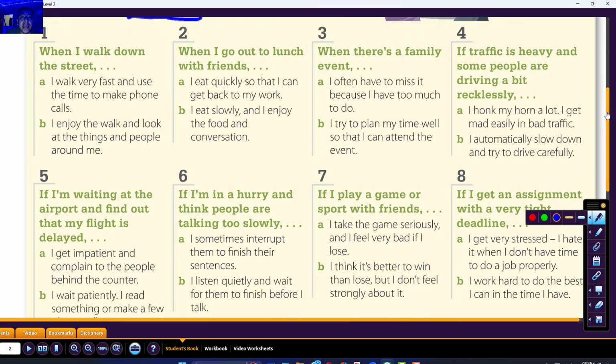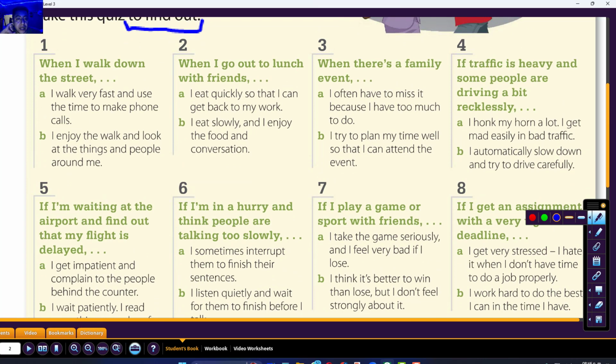Let's go with the options. First one, the first says, when I walk down the street, A, I walk very fast and use the time to make phone calls, or B, I enjoy the walk and look at the things and people around me. You have to pick A or B. You're gonna have 3 seconds, okay? 3, 2, 1.